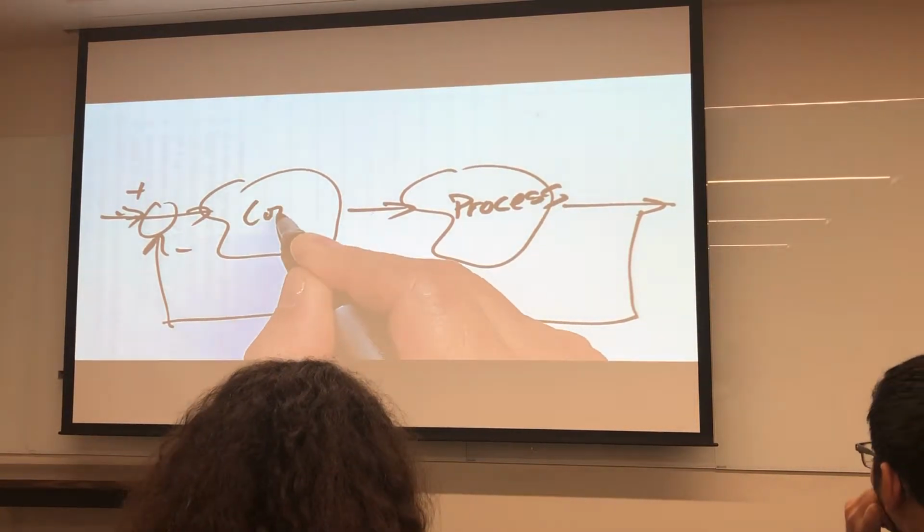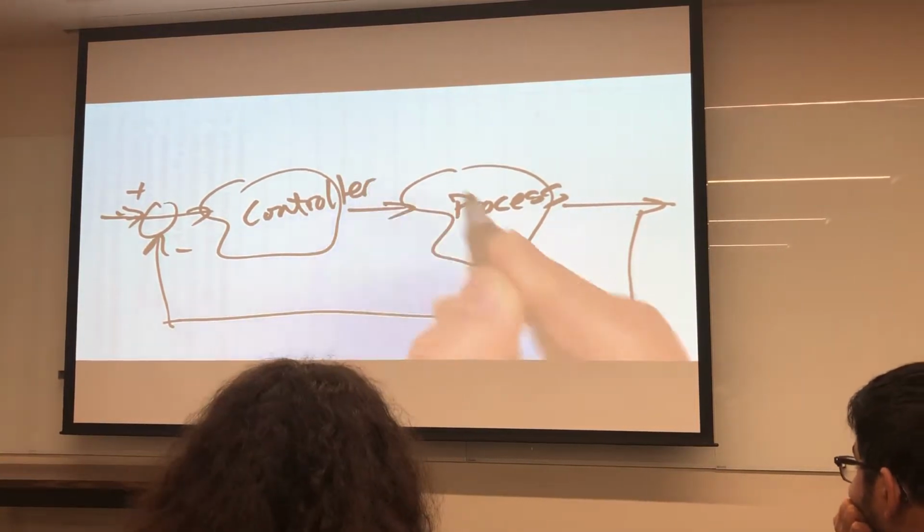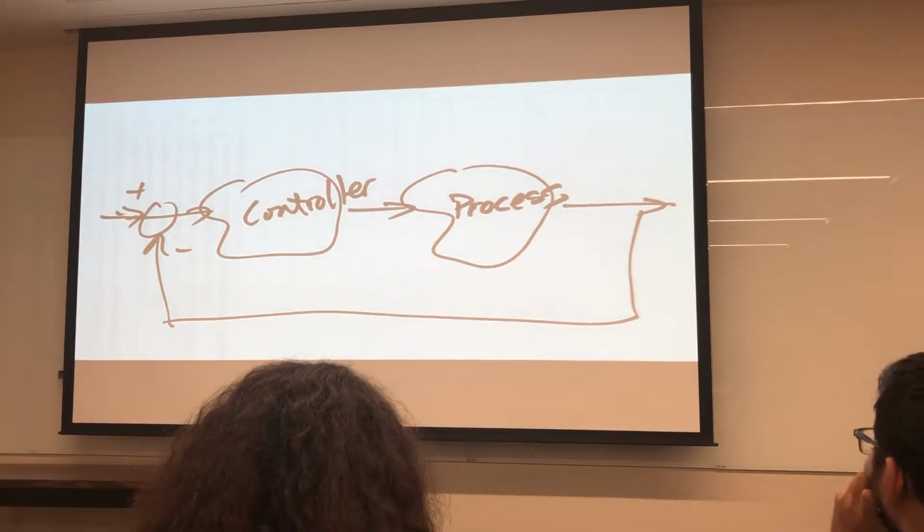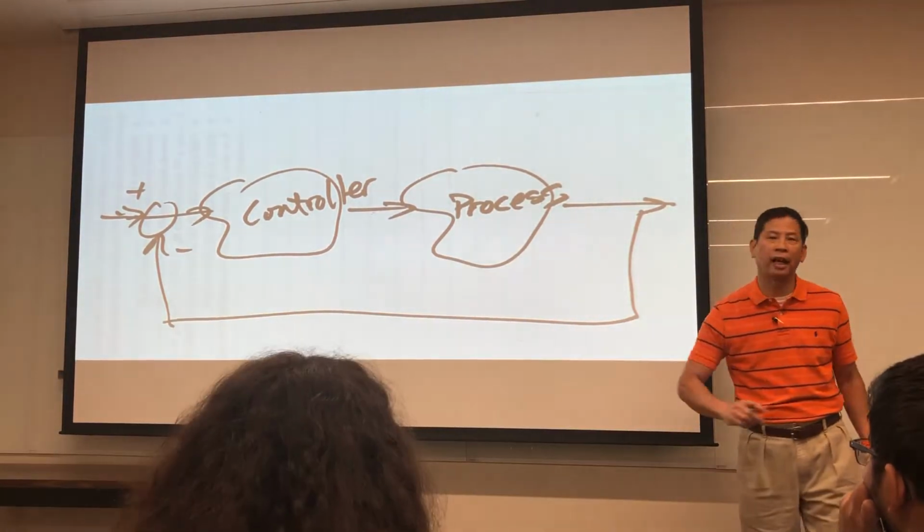And we said that a very simple control system, this would be the process or the plant, and this might be the controller. And these arrows represent information or signals. And so this would be the simplest block diagram.